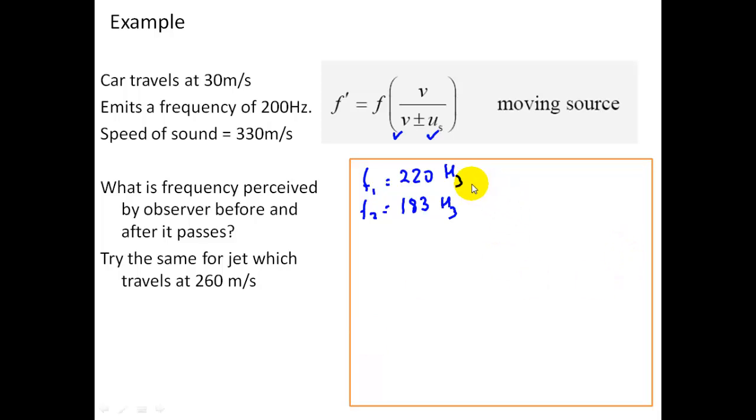f1 is when it's approaching at 30 meters a second. The observed frequency will not be 200, it will be 220. When it recedes, the pitch will drop to 183. On the other hand, if you have a jet, as it approaches, it will be a frequency of 940, and when it recedes, it will be 112 hertz.